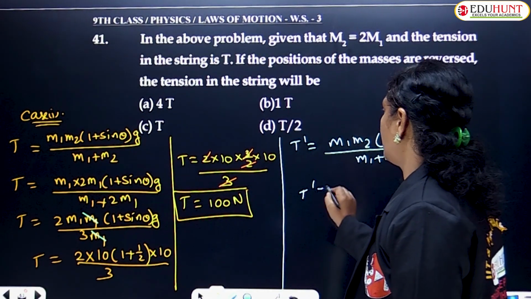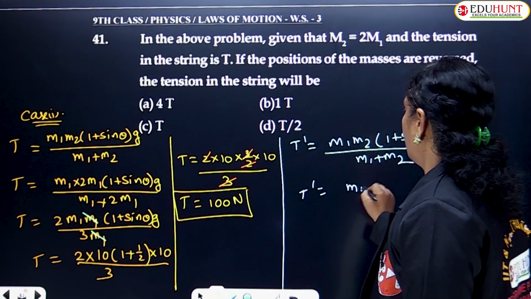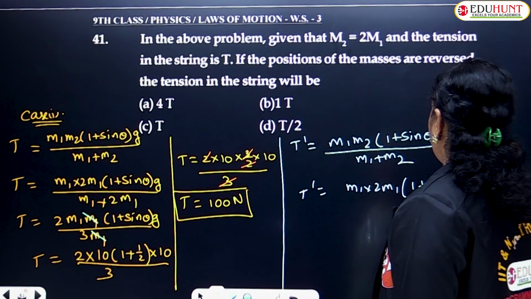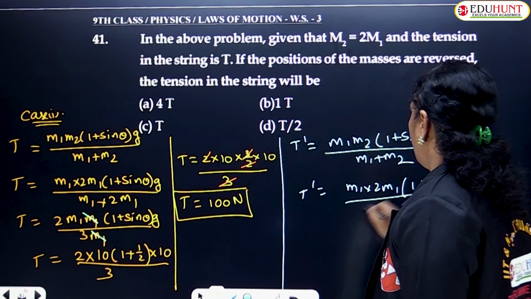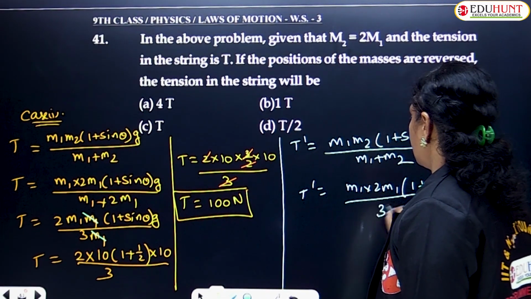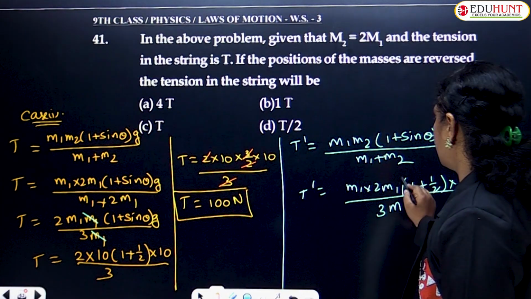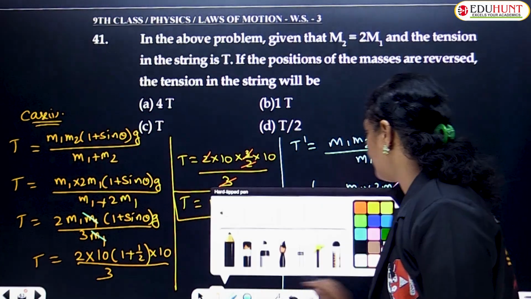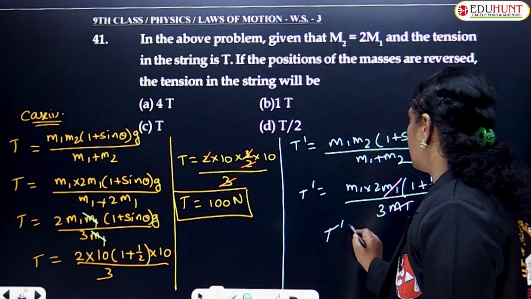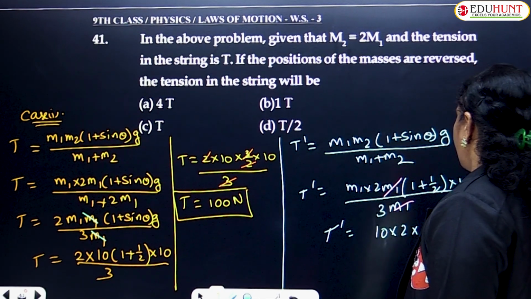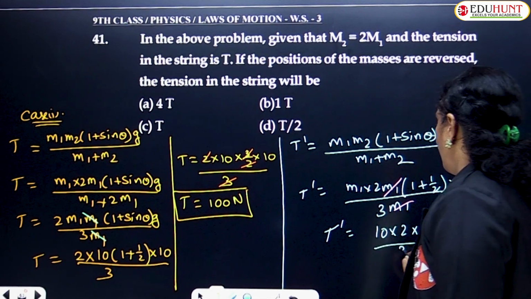So T dash is equal to M1 into 2M1 into 1 plus 1 by 2 into 10, upon M1 plus 2M1, which is 3M1. Solve this and M1 gets cancelled. Therefore, the value of T dash is found to be M1, which is 10 kg, into 2 into 3 by 2 into 10, whole upon 3.